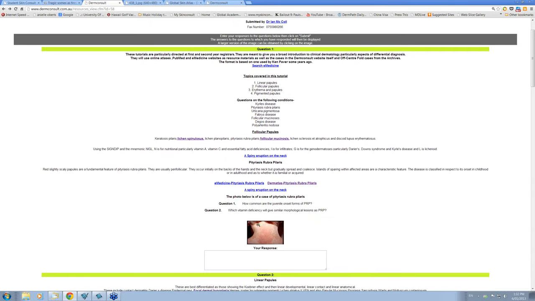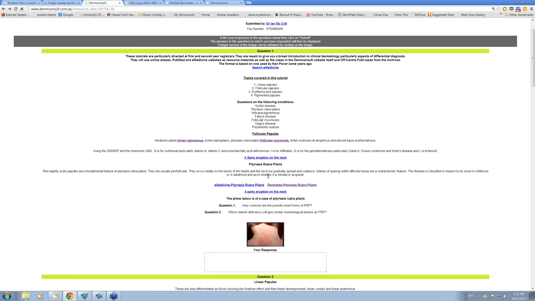Pityriasis rubra pilaris, a little bit more about that. We talked about that image there. Red, slightly scaly papules are the fundamental feature, the initial feature of PRP, usually perifollicular. Initially they tend to occur on the back of the hands and the neck, so look for those areas if you're looking for these follicular papules of pityriasis rubra pilaris. But then they coalesce. Then you've got these islands of sparing.